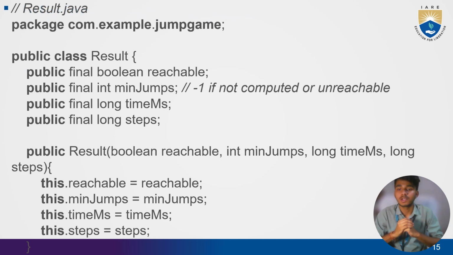Reachable: whether the last index is reachable. Min jumps: the minimum jumps, or -1 if unreachable or not computed. Time ms: elapsed time in milliseconds for that method call, computed using System.nanoTime and then converting to ms. Steps: an instrumentation counter incremented in the implementation, representing algorithm steps or inspected indices, useful for micro-benchmarks and comparing internal work independent of wall time.